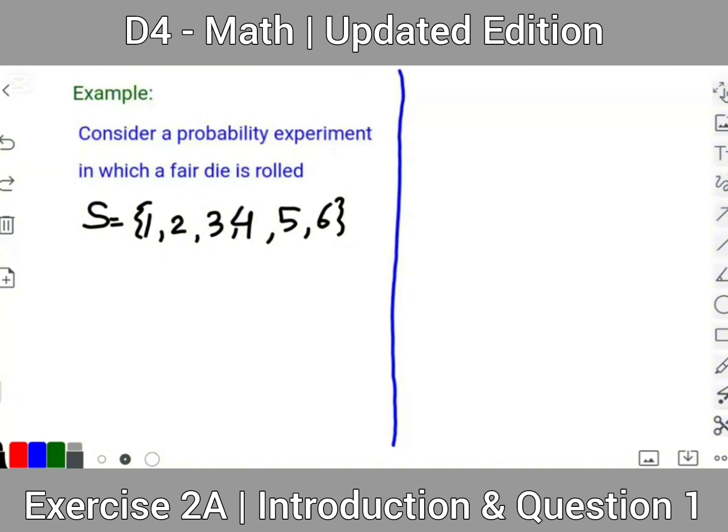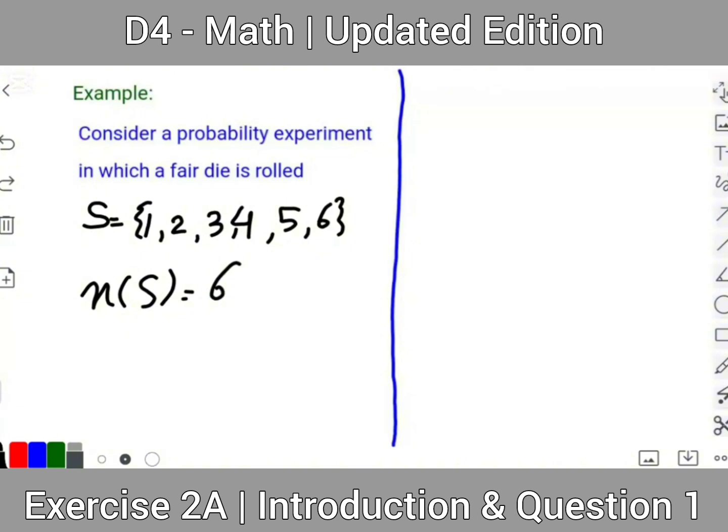This is a way to write down the sample space in the set notation. And since in set language, the total number of possible outcomes is the total number of elements in S and is denoted by N of S, therefore, the N of S will be equal to 6.